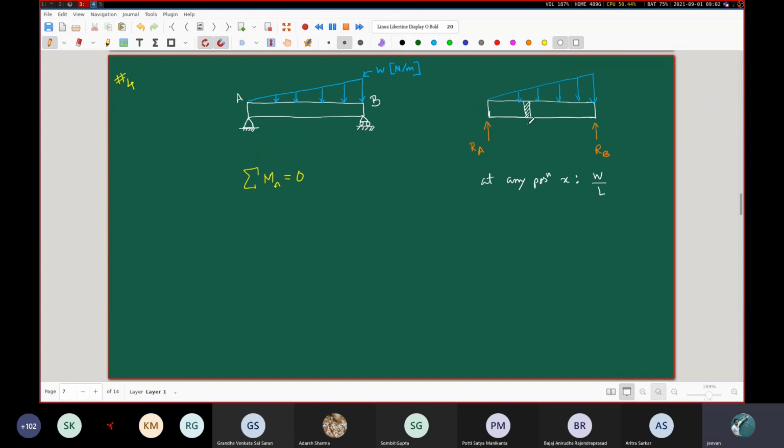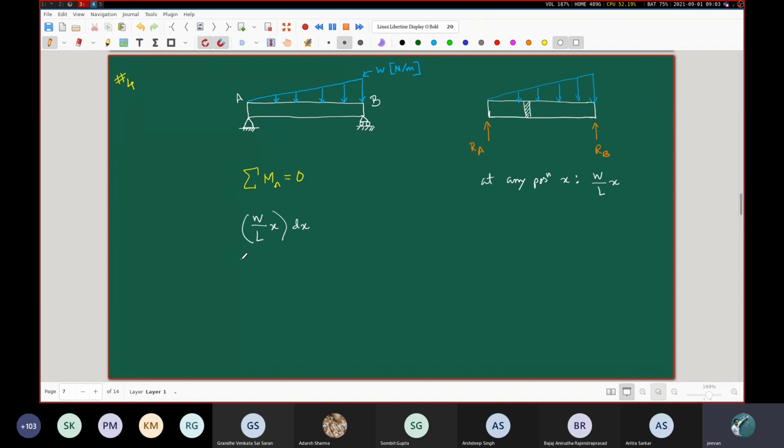W by L, and now we are going up to a distance x, so it is W by L into x. Simple unitary method, like high school. This is the intensity at a distance x. When we are taking the moment about the point A, I will consider this intensity. Step by step, first of all we write the intensity. This intensity is acting over what length? dx. We wish to find the moment about which point? About the point A that I have written.